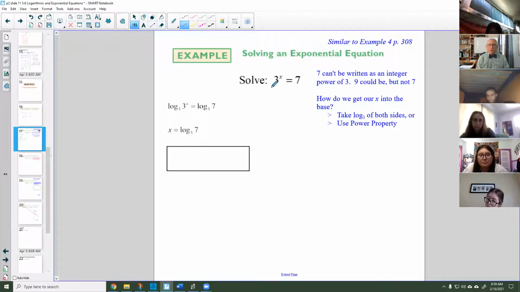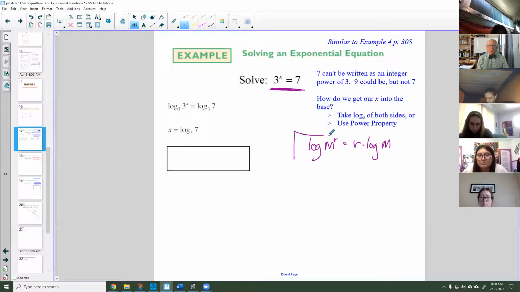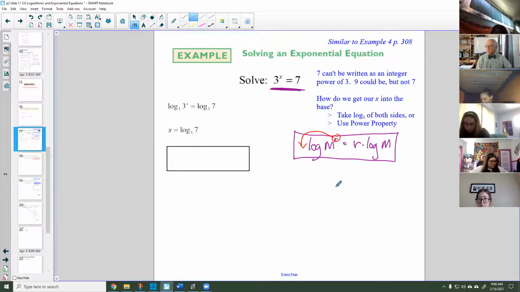But now with a problem like this, I don't have the same base. In fact, I only have one exponent in this equation. So the key to solving exponential equations is property 3. It's the property log m to the r is equal to r times log m. This is the key to using logarithms to solve exponential equations, because this lets us get our exponent down into the base.